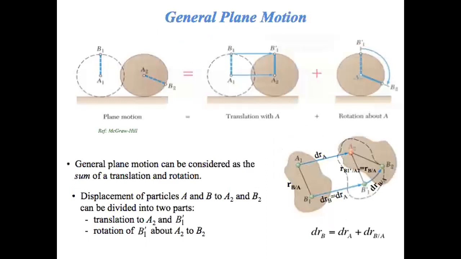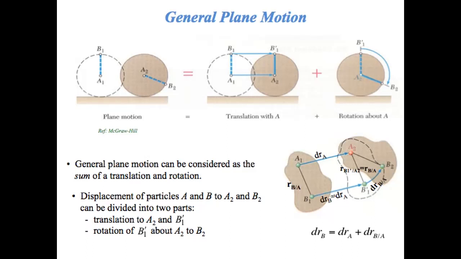General plane motion. Look at this figure. Let's consider the object with current orientation A1 and B1, and after a very short time period dt, it has moved to this new location A2 and B2. As you can see, the object has both translation and rotation. The combination of both translation and rotation is known as general plane motion.